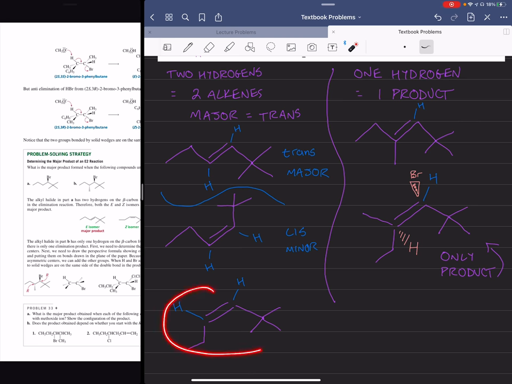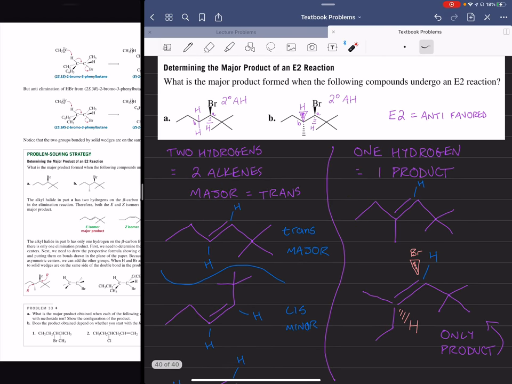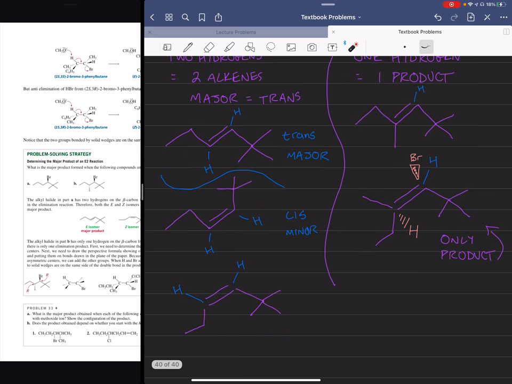This one here gives you a better idea of, okay, instead of pulling off the hydrogen that was up here, we're going to pull off the hydrogen that was at the bottom, okay? Still gives you a cis alkene, which is less stable, and this would be your minor product, okay? Same thing, just drawn differently.